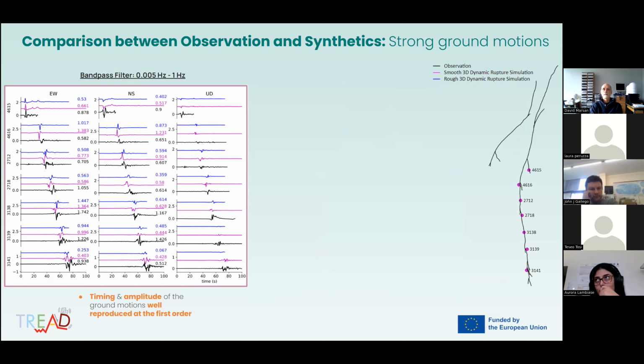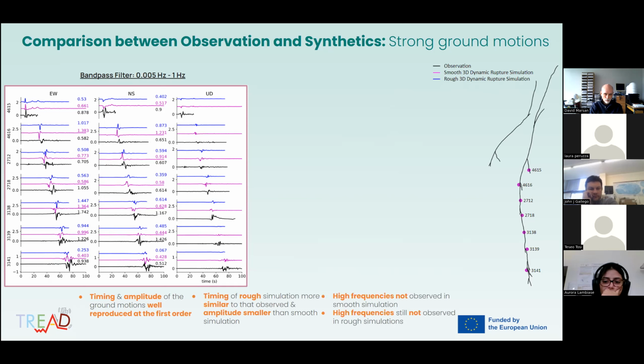So I went ahead and looked at the ground motion from the simulation and compared it with the observed and the smooth simulation. The black is the observational data, the pink is the smooth, and the blue is the rough fault simulation, where overall the timing and amplitude of the ground motions do seem to be well reproduced at first order. And in fact, if you look closely, the timing of the rough simulation seems more similar to that observed, with a smaller amplitude than the smooth.